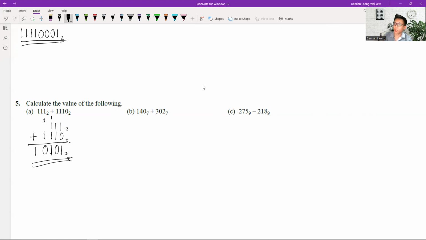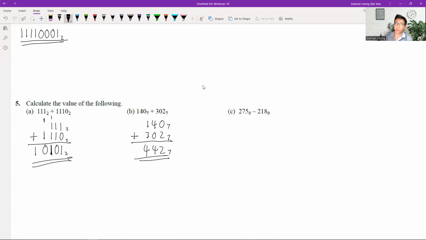So it works in other bases as well, like this. 140 plus 302 in base 7. Same principle. Once you reach 7, carry over. If I don't reach 7, don't carry over. Nothing to carry over. So 0 plus 2 is just 2. 4 plus 0 is 4. 1 plus 3 is 4. So it's just 444 in base 7.